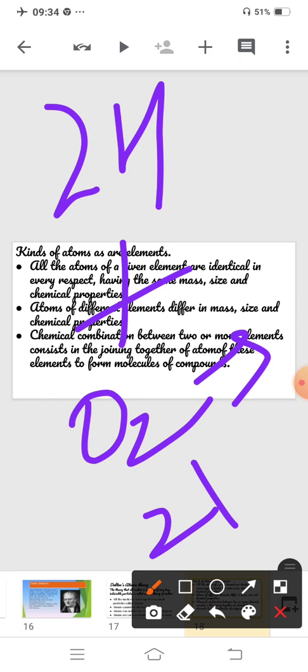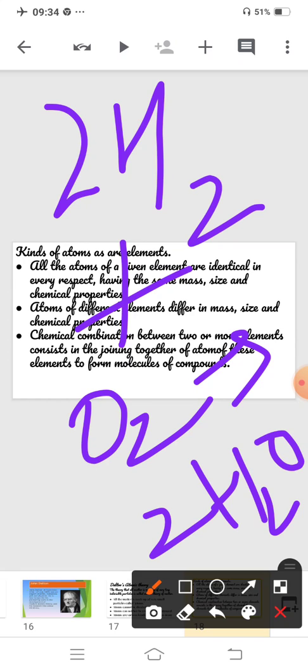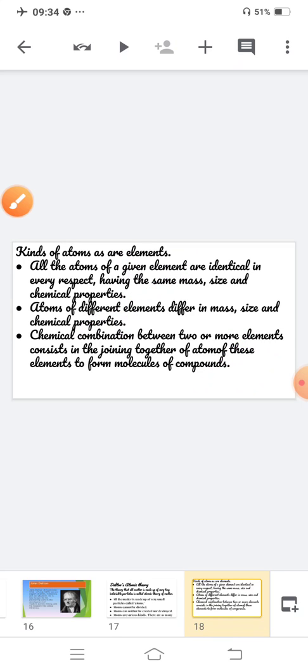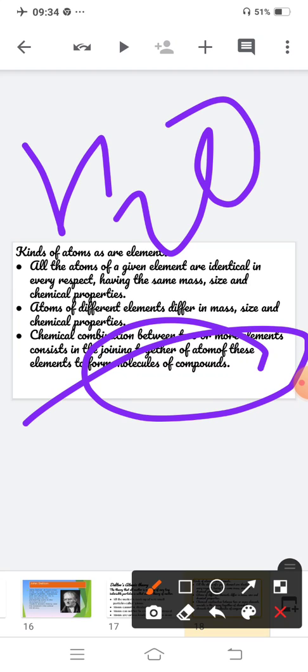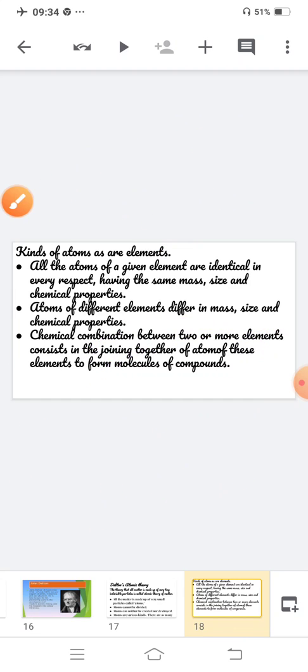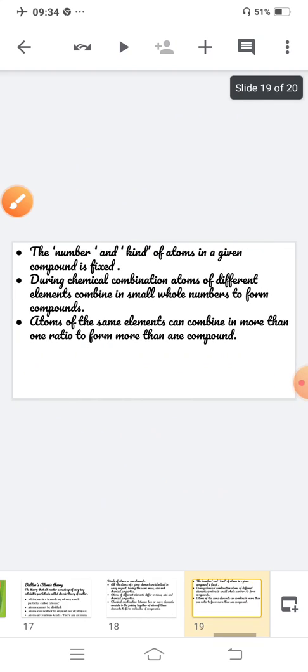What will they give you? They will give you H2O. That means if two or more elements react chemically, they will form molecules of compounds like H2O, CO2. Clear? The number and kind of atoms in a given compound is fixed.